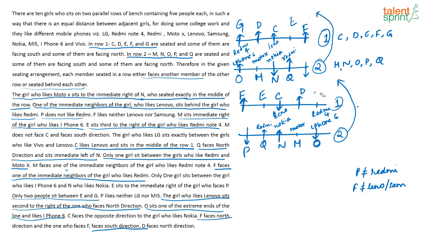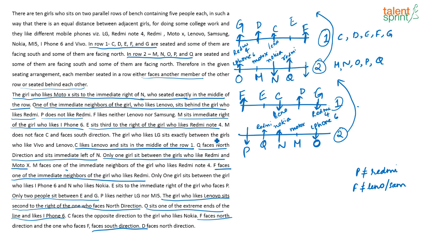And this has to be G. So where will G be? Third to the right means this is facing downwards, and it is given that M faces one of the immediate neighbors of the girl who likes Redmi Note 4. Let us wait there, M is facing that person. See here what is happening is, like I said, row 2 has to go up, correct? So we have not even done that yet. We just have to eliminate one of these cases which is wrong, then we will draw the correct case. I have not used that information for now.